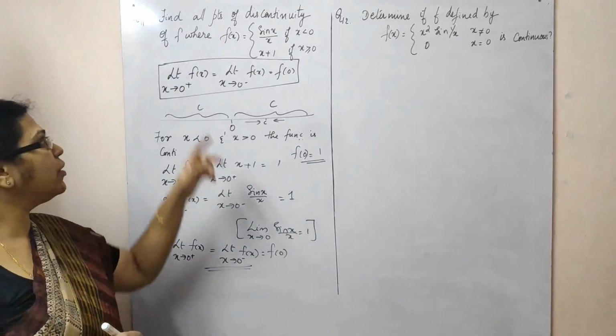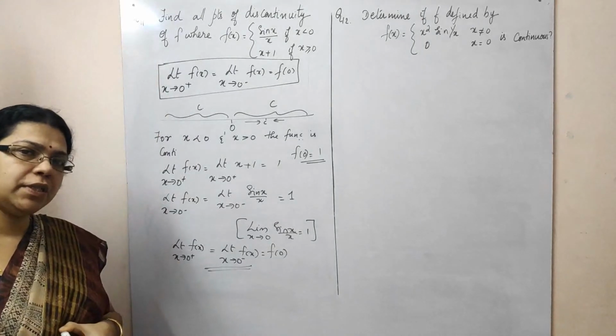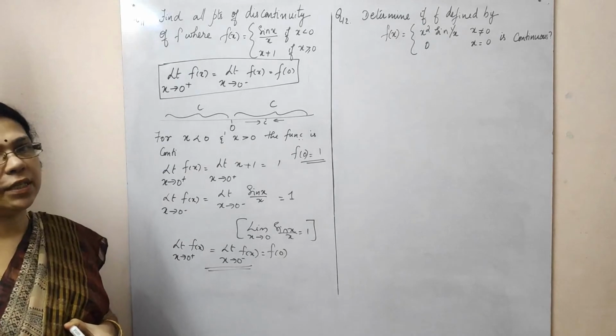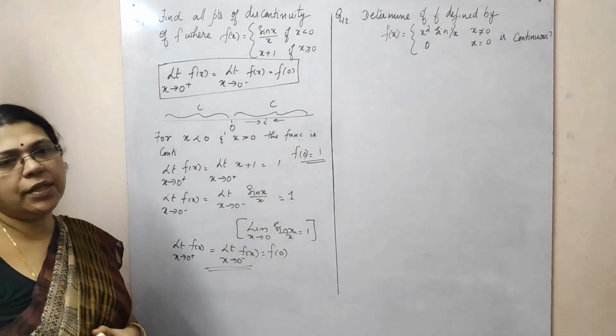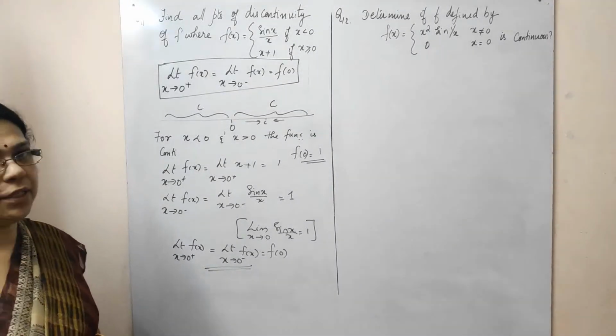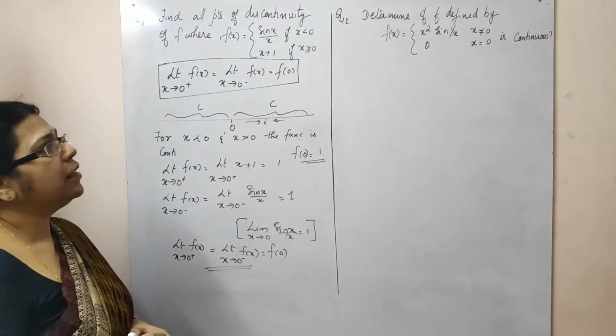So what can you say as the conclusion of this question? Is there any point of discontinuity? No. There is no point of discontinuity. So we will conclude that the function is continuous throughout its domain, or there is no point of discontinuity. Okay. Now come to the next question.